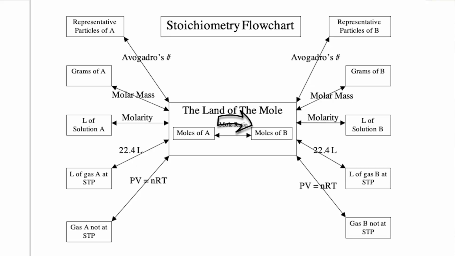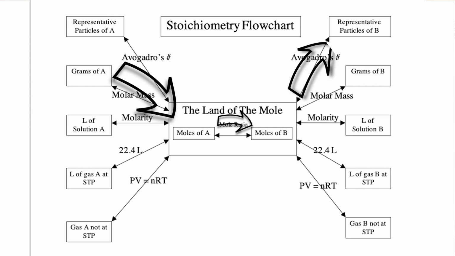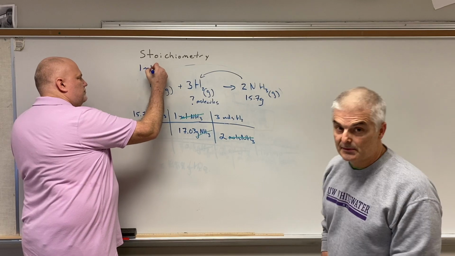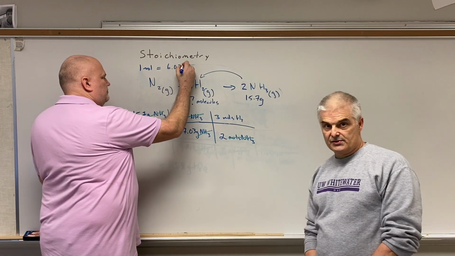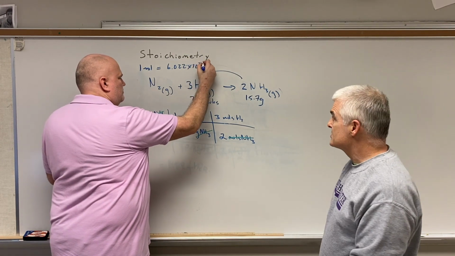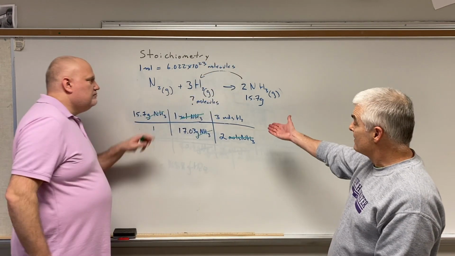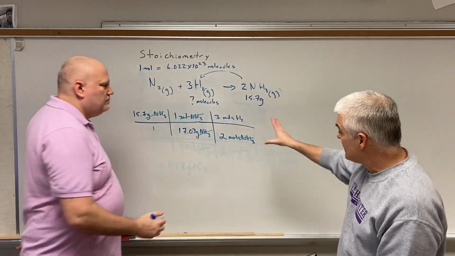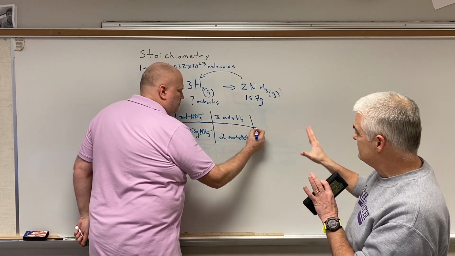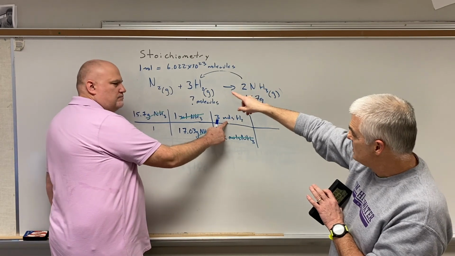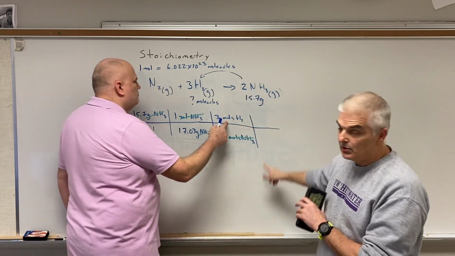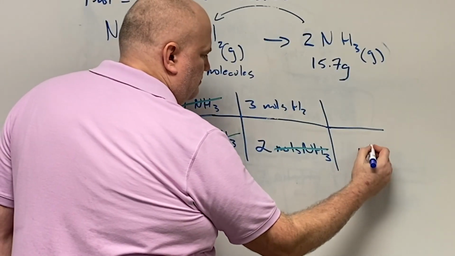Back to the land of the mole. Now notice, we have another fraction that we can use. That fraction is Avogadro's number. So we're just going to use Avogadro's number like we've done before. The 6.02 times 10 to the 23rd molecules are in 1 mole. Always the same. Always, always, always. So we put that in our fraction, but we've got to decide which goes on top and which goes on the bottom. Well, molecules in moles, since the moles are on top, I'm going to put moles on the bottom.